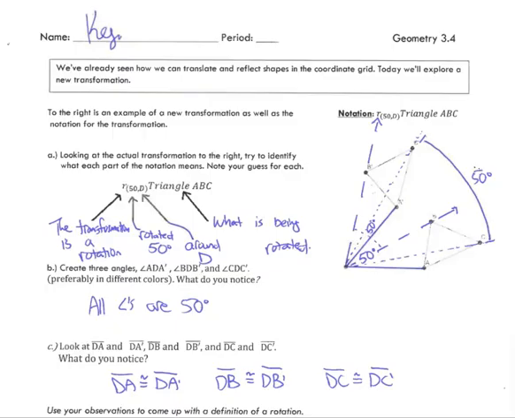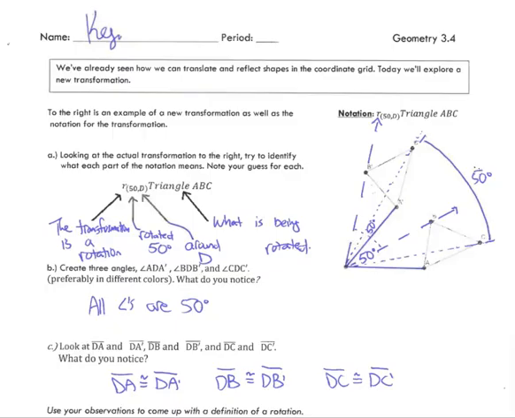It says looking at the actual transformation to the right, try to identify what each part of the notation means. Note your guess for each. So the R probably means rotation, and why they didn't use the big R was because that was already used for reflection. The 50 is my guess is it is 50 degrees that it's rotating. D is talking about the point that it is rotating around, and then triangle ABC is probably talking about what is being rotated.